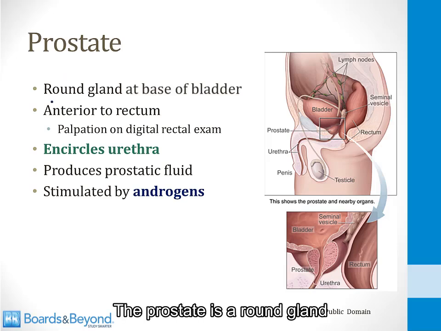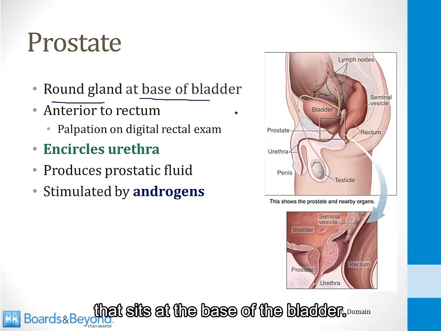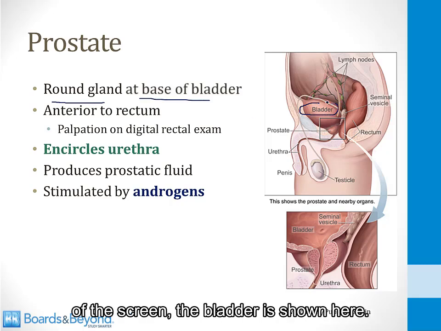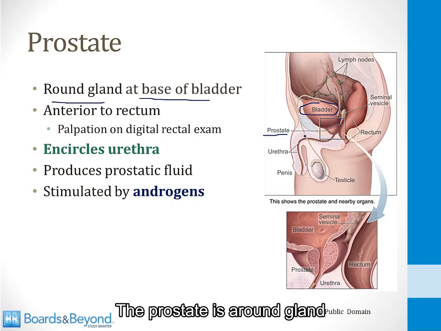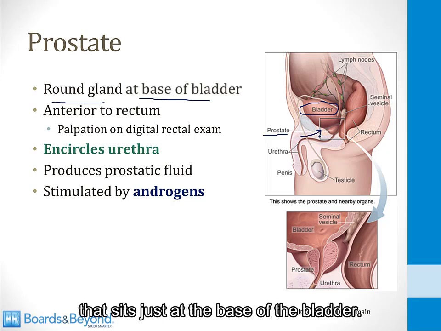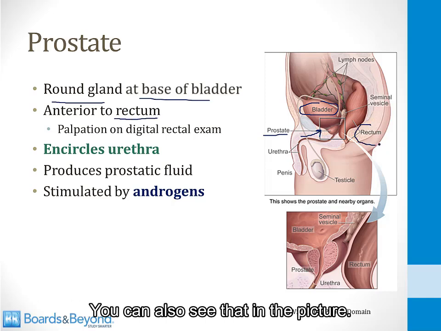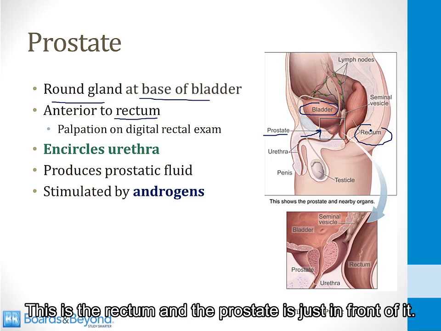The prostate is a round gland that sits at the base of the bladder. If you look at this picture on the top right side of the screen, the bladder is shown here. The prostate is a round gland that sits just at the base of the bladder. In addition, the prostate is anterior to the rectum. You can also see that in the picture. This is the rectum and the prostate is just in front of it.